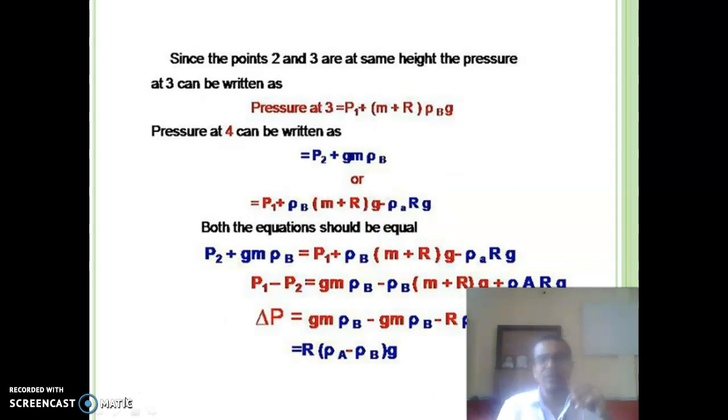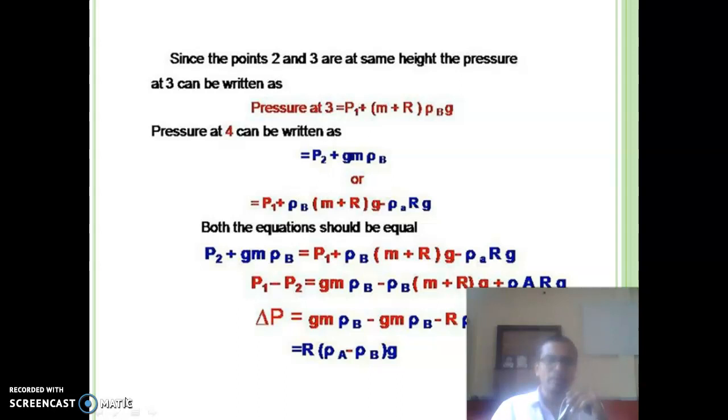So the mathematical expression for this: since points 2 and 3 are at the same height, the pressure at 3 can be written as P1 plus M plus R rho B G. Pressure at point 4 can be written as P2 plus GM rho B, or P1 plus rho B M plus RG minus rho A RG.